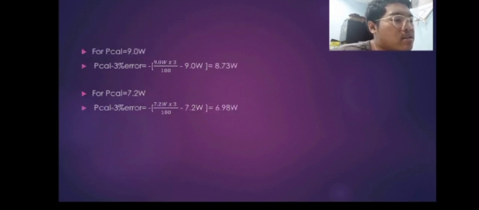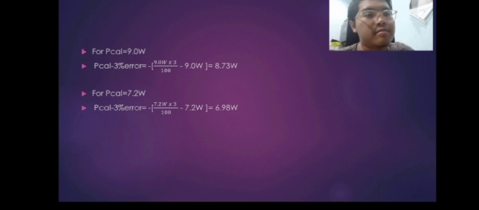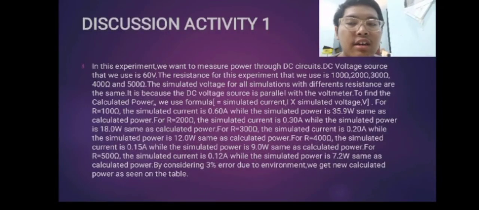Okay, the next one is for P calculated 9 watt. After having 3% error, the answer is 8.73 watt. For P calculated 7.2 watt, after having 3% error, the answer is 6.98 watt. That's all. Okay, this is for the discussion for this experiment.